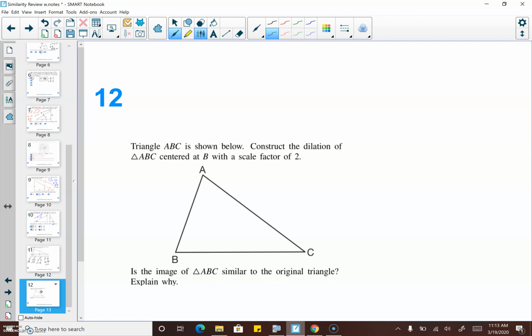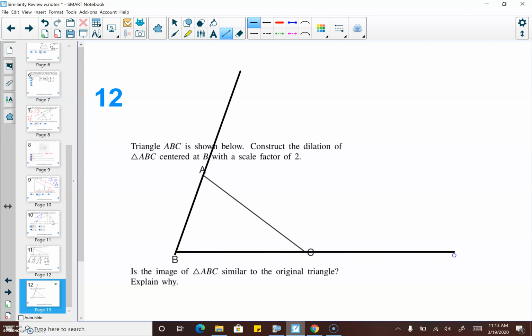Triangle ABC is shown below. Construct the dilation of ABC centered at B with a scale factor of 2. So usually we do these by taking from our center of dilation, and we take our ruler and we extend the sides going out past those 2 points.